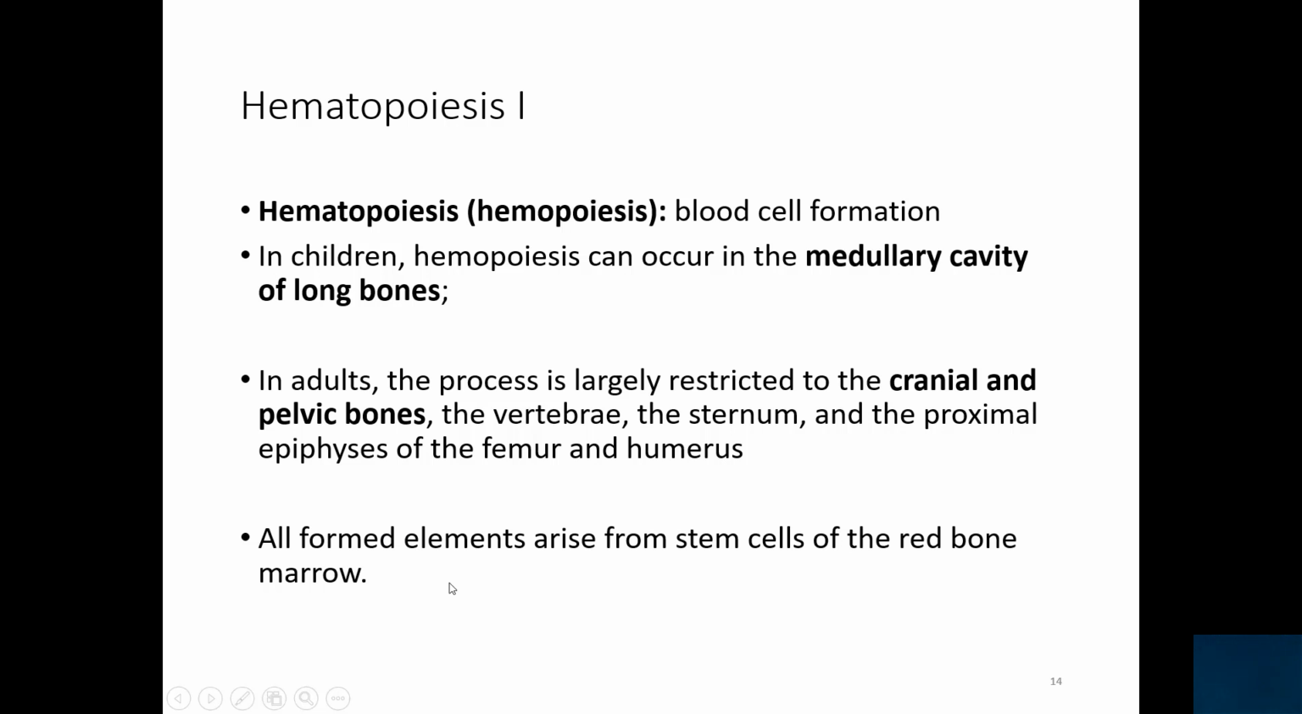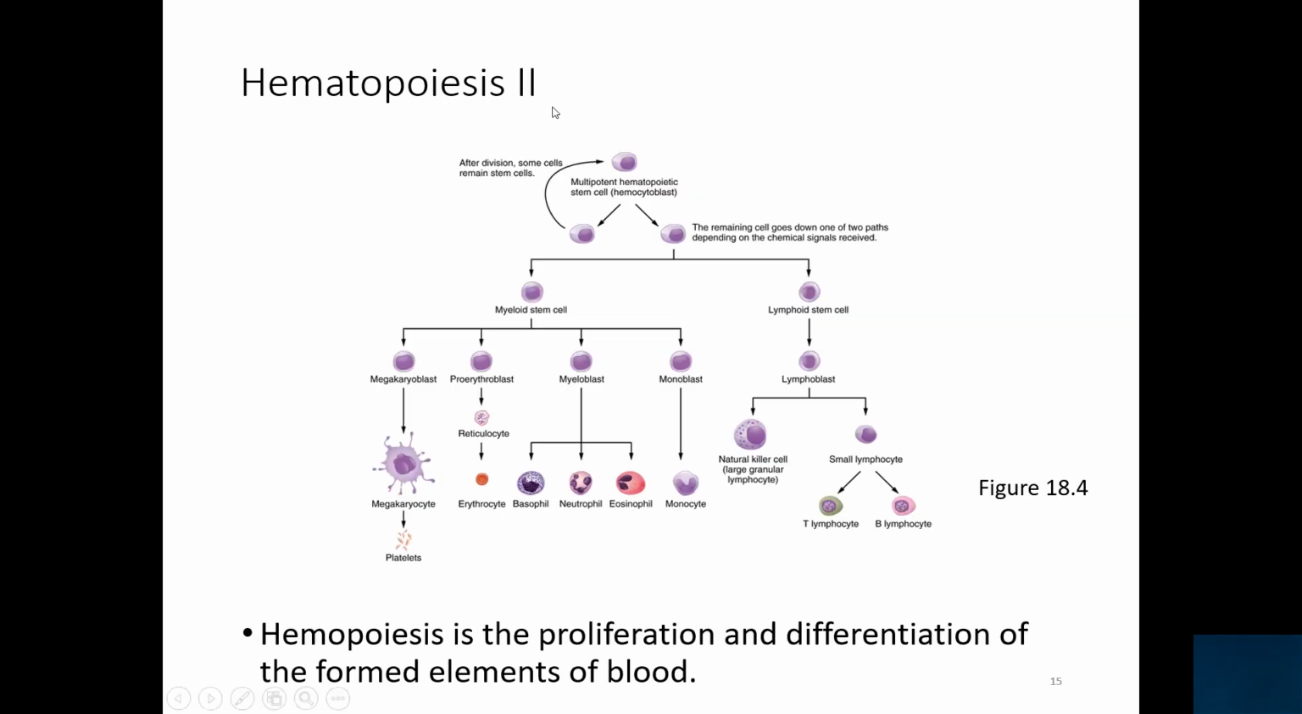All the formed elements arise from stem cells inside of the red bone marrow. Here, those stem cells are called hemocytoblasts, or just stem cells. So their location is red bone marrow inside of the bones. Those cells are called multipotent because they can divide, proliferate, and differentiate into different types of blood cells.